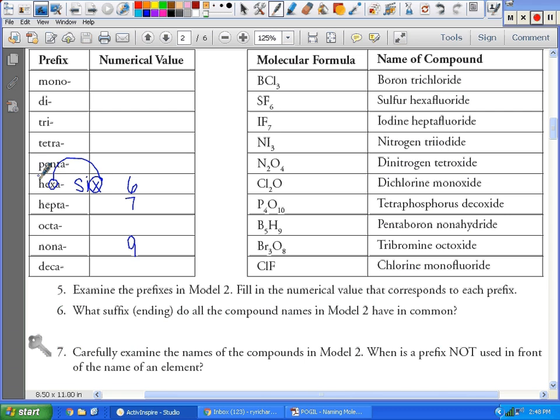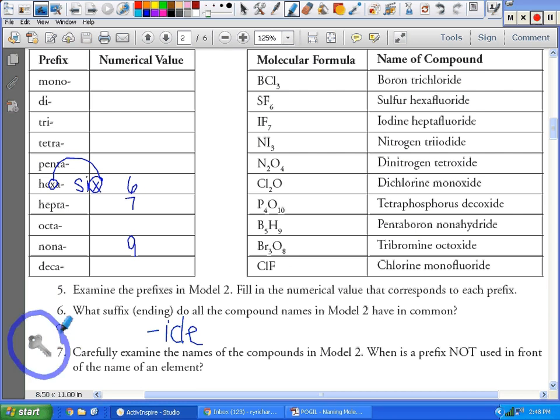What suffix ending do all of the compound names in Model 2 have in common? "-ide". So right here, number 6 should be "-ide". Real quick, just kind of pointing this out. What is this out beside the number 7? So what does that mean? It's really important. It's going to unlock some information for you.